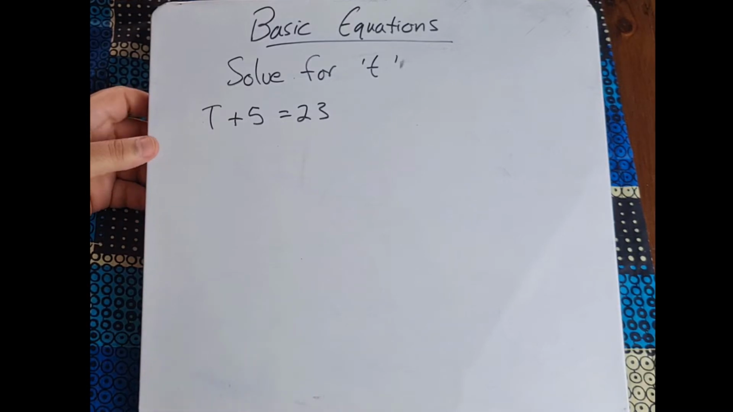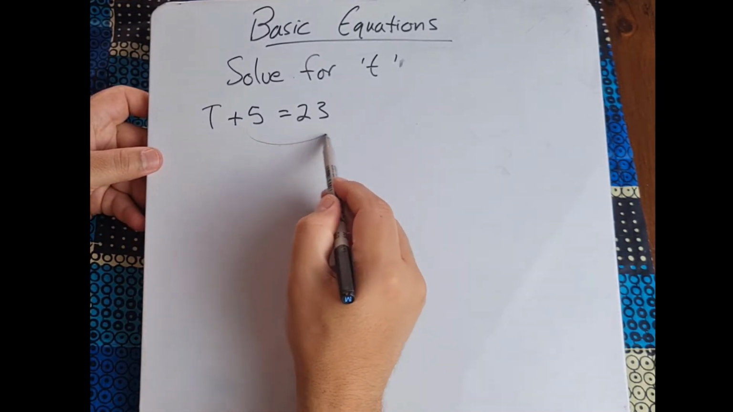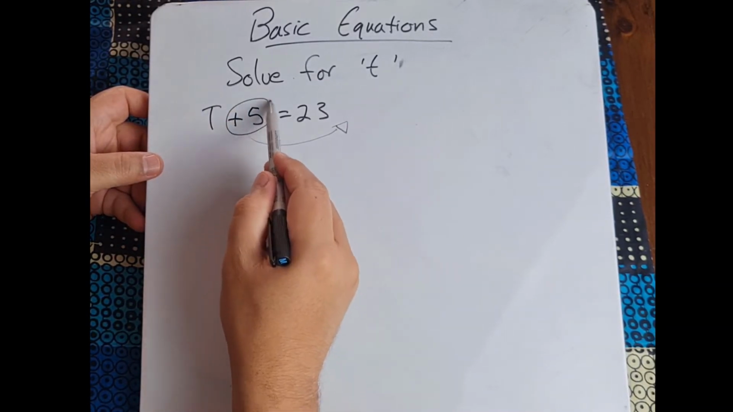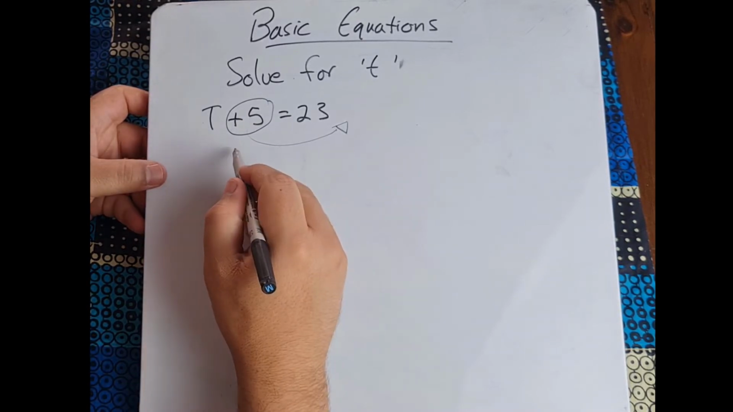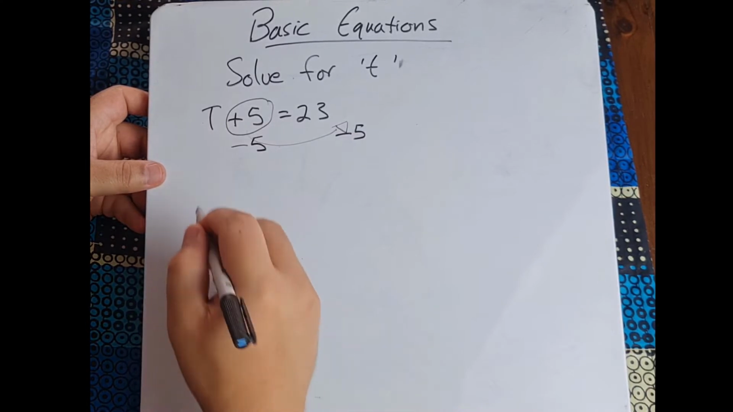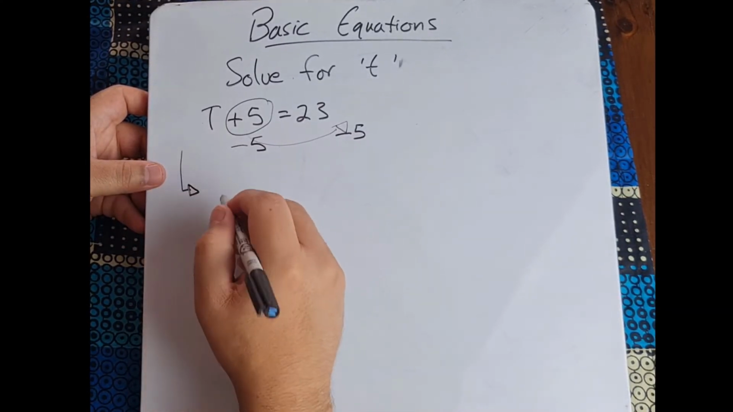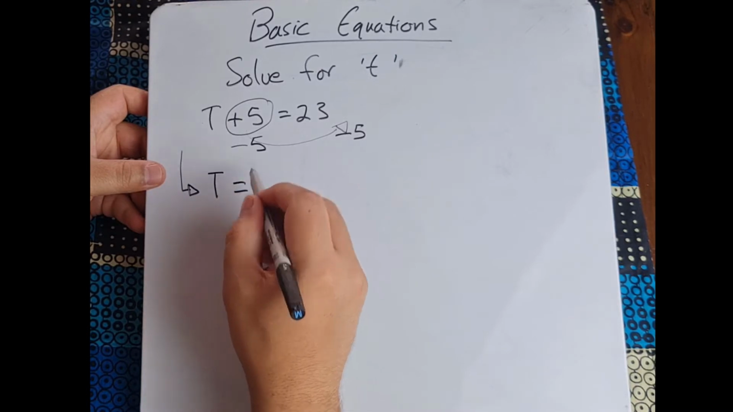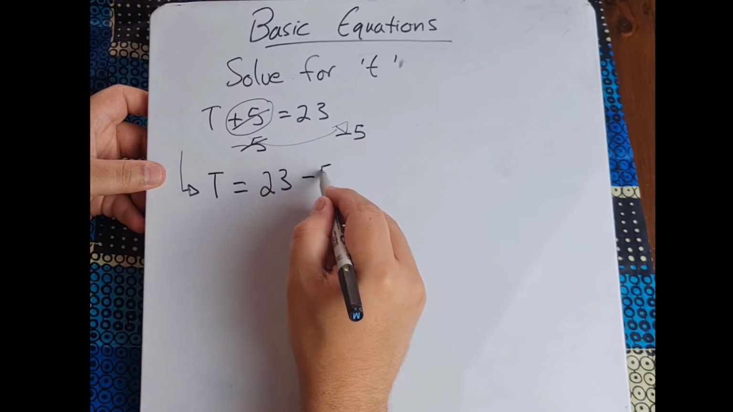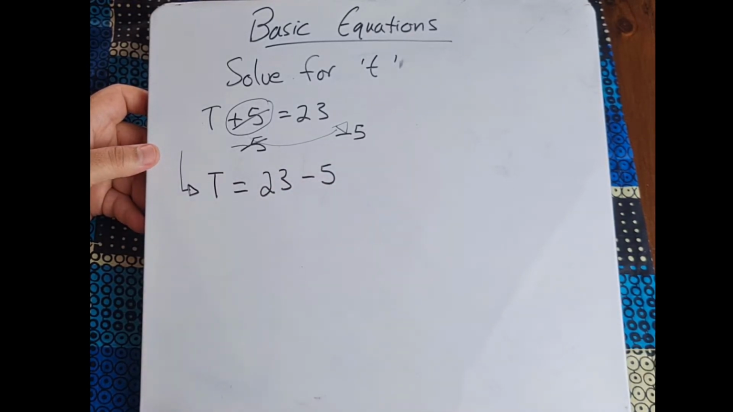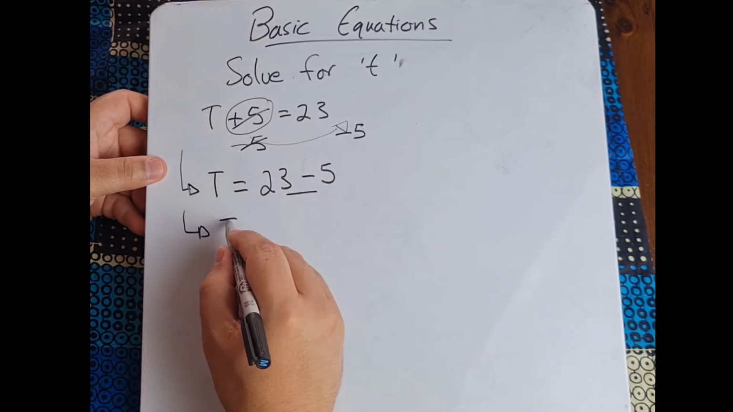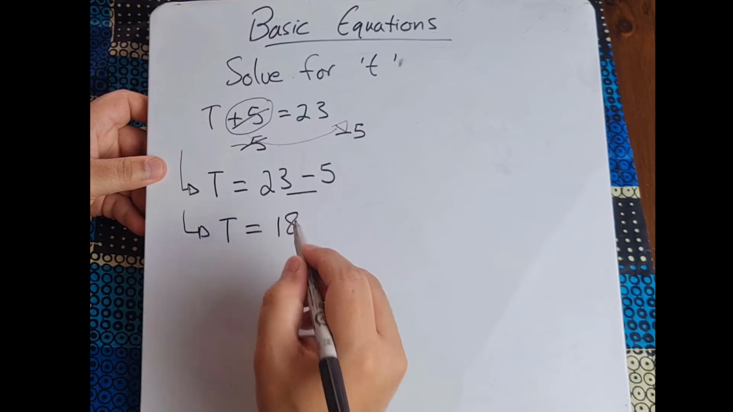But let's just have a look. If I want to take this 5 and move it over onto that side, in order to do that, I have to do the opposite of what is currently here. That being said, I've then got to put in a negative 5 on that side. So the next step will be t equals, because this is now cancelled out, 23 minus 5. Okay, so I hope you're still with me. Then our next step is where we actually do that, and we say t equals 18.